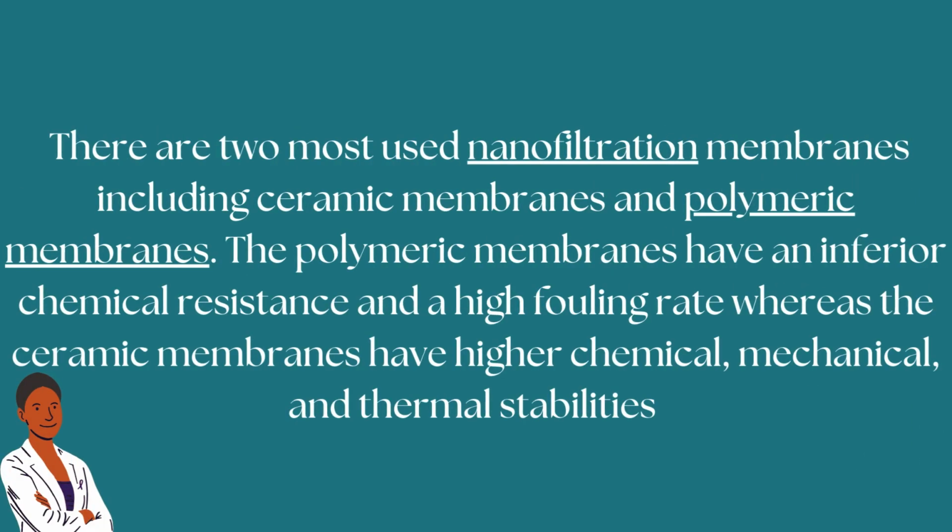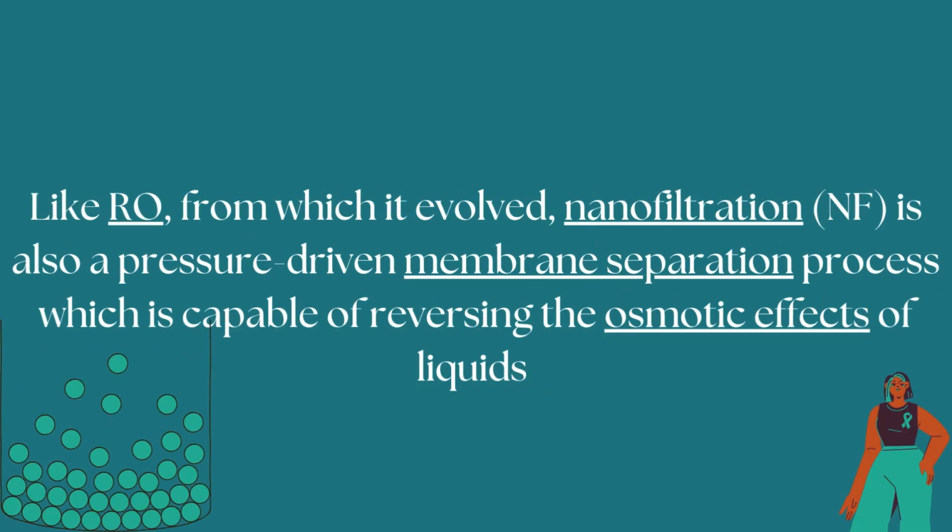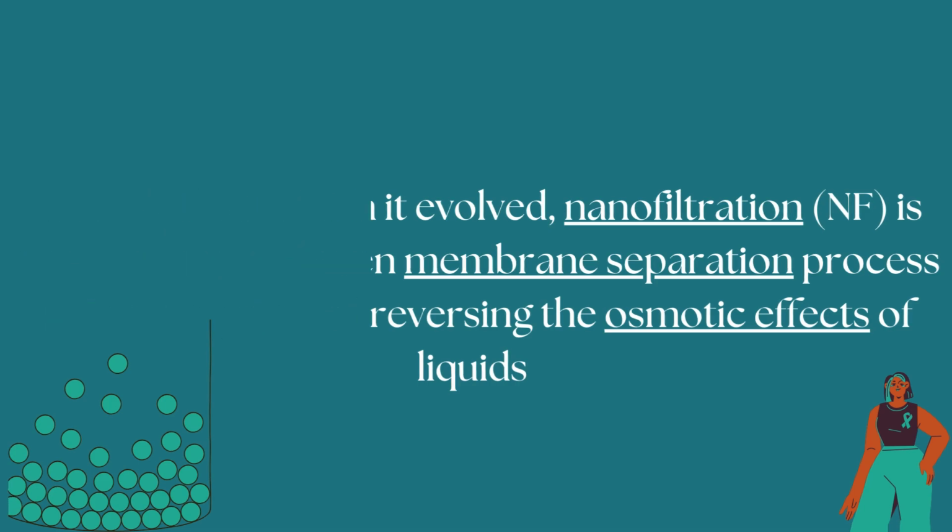So, Dr. Nano, what types of membranes are used in nanofiltration? There are two most used nanofiltration membranes, including ceramic membranes and polymeric membranes. The polymeric membranes have an inferior chemical resistance and have a higher fouling rate, whereas the ceramic membranes have higher chemical, mechanical, and thermal stabilities. Like reverse osmosis, from which it evolved, nanofiltration is also a pressure-driven membrane separation process, which is capable of reversing the osmotic effect of liquids.